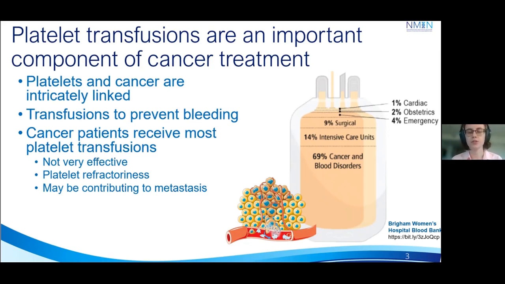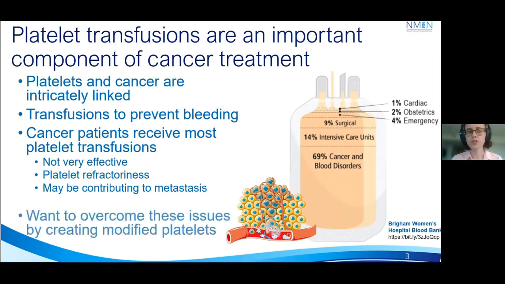There's also platelet refractoriness that can occur. This is when you repeatedly give platelet transfusions, but they don't actually increase the level of platelets in circulation. This can happen in 7 to 34% of cancer patients that are treated with chemotherapy. In addition, there's also the risk of metastasis, which is explained through the platelet cancer loop. And so we want to overcome these issues by creating modified platelets.